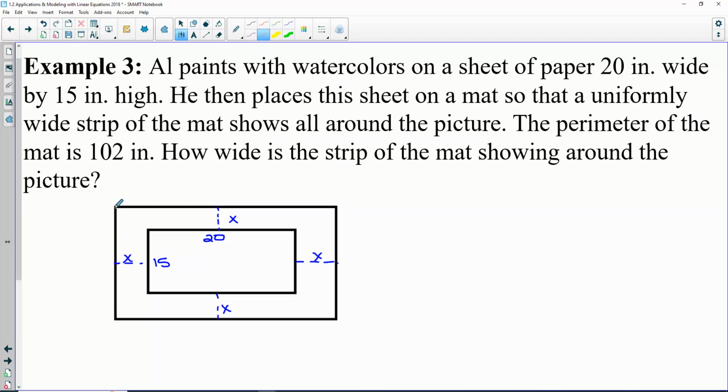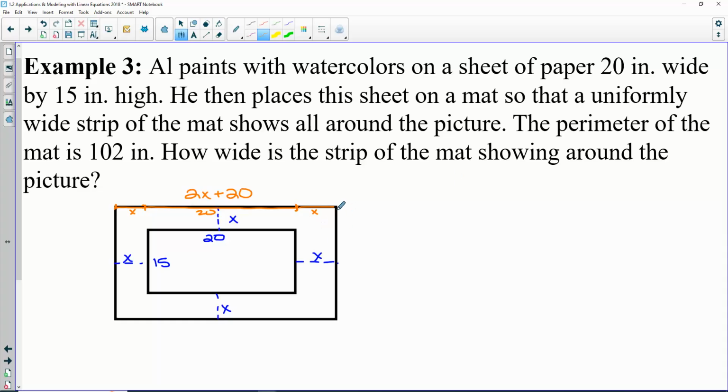How far is it to get from here to here? What's that width? X. How far is it from there to there? That's the 20. And how far is it from here to here? So altogether, how long is that side? 2x plus 20. We had the 20 we started with plus the x on each side.